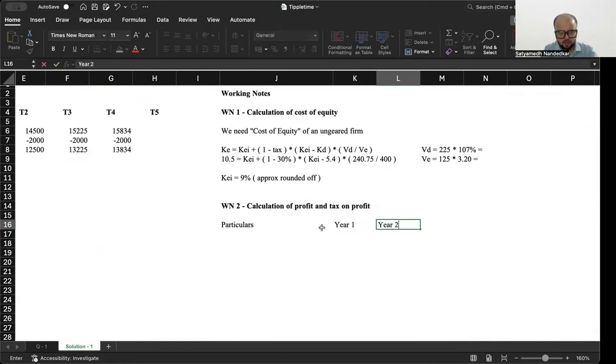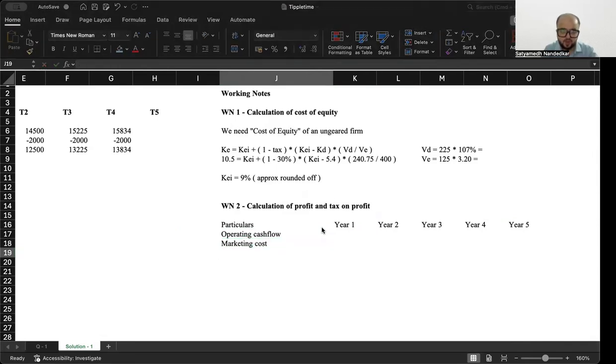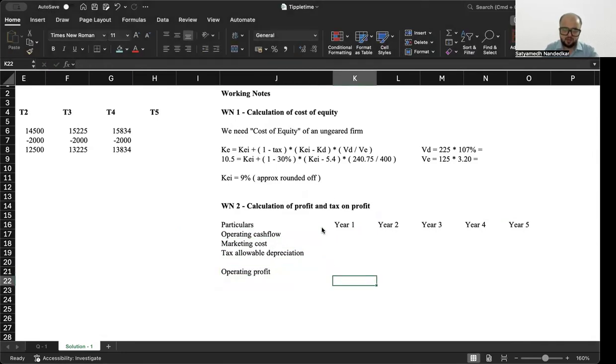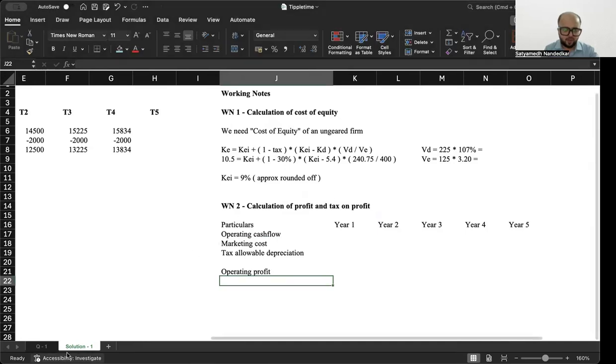Year 1, year 2, year 3, year 4, year 5. Okay. So operating cash flow, less marketing cost, then you will also subtract tax allowable depreciation. You will arrive at operating profit. And then of course there will be adjustment of loss and then tax paid on that loss. Now let's understand how to calculate the amount of tax allowable depreciation.